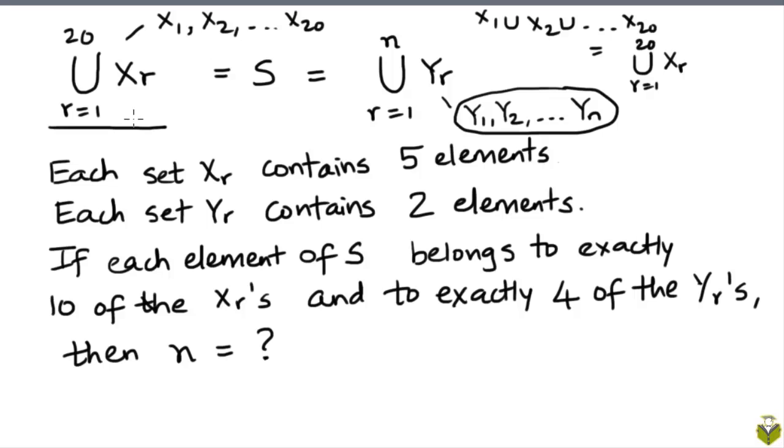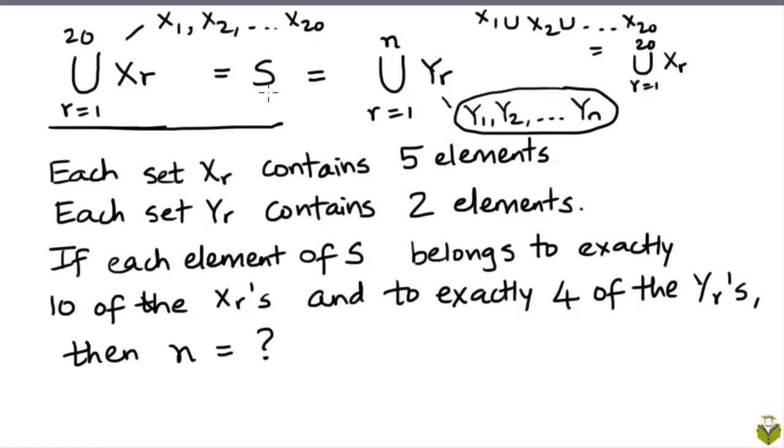Let's first look at this part of the equation. We are taking the union of 20 sets and we are saying the result is the set S. Each of these 20 sets contains 5 elements each. So if we had just collected together the elements of all of these sets without removing any duplicates, we would have had 20 times 5 or 100 elements in the collection.